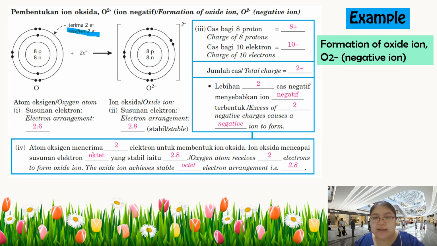Now we go to analyzing the charge. For protons we have 8 positive. For electrons we have 10 negative, because 8 plus 2 becomes 10. So how much extra charge is there? There is 2 negative. Positive has 8, the negative has 10, so your total extra charge is 2 negative. The excess of 2 negative charges causes this whole thing to become a negative ion. So the oxygen atom receives 2 electrons to form the oxide ion. The oxide ion achieves the stable octet electron arrangement, 2, 8. Just now it was a doublet; now this one is an octet.